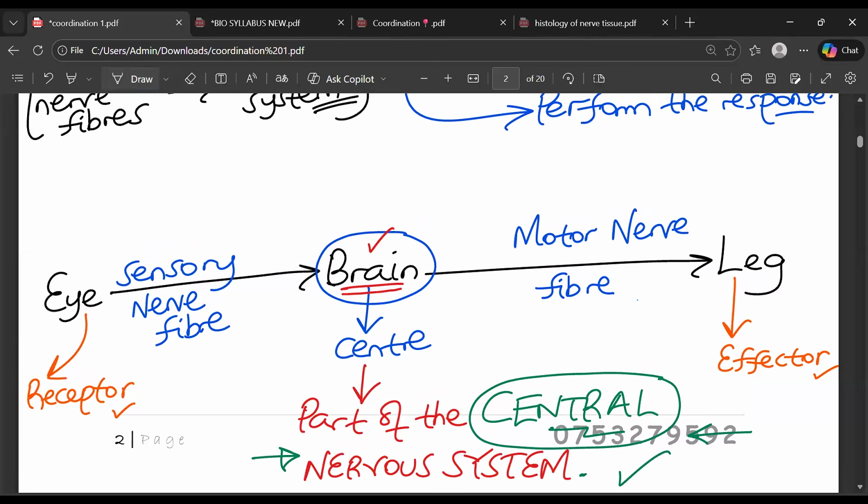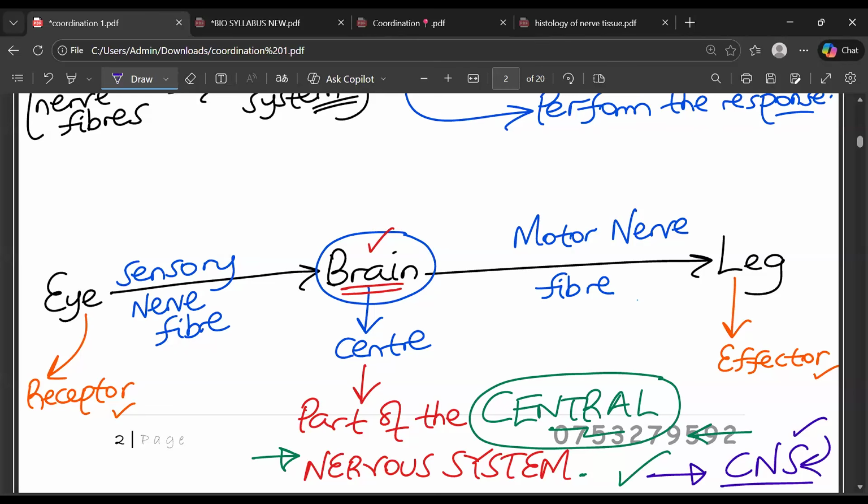So the brain is in the center, and it's part of now what they call the central nervous system, which you're going to start calling CNS. CNS. So starting from today, CNS. You can even change your WhatsApp profile name to CNS. No one will get it. All your enemies will have to first go to ChatGPT to confirm what it really means.